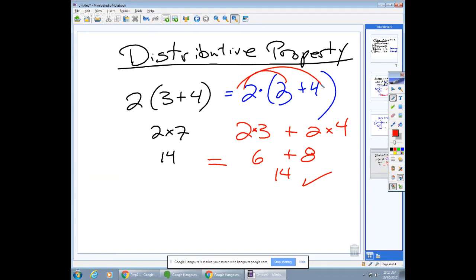And Robert had asked, like, well, which way is better? The first way it's written or the second way? And it just kind of depends on the situation. Sometimes it's better to leave it this way and deal with it. Sometimes it's better to put it that way.